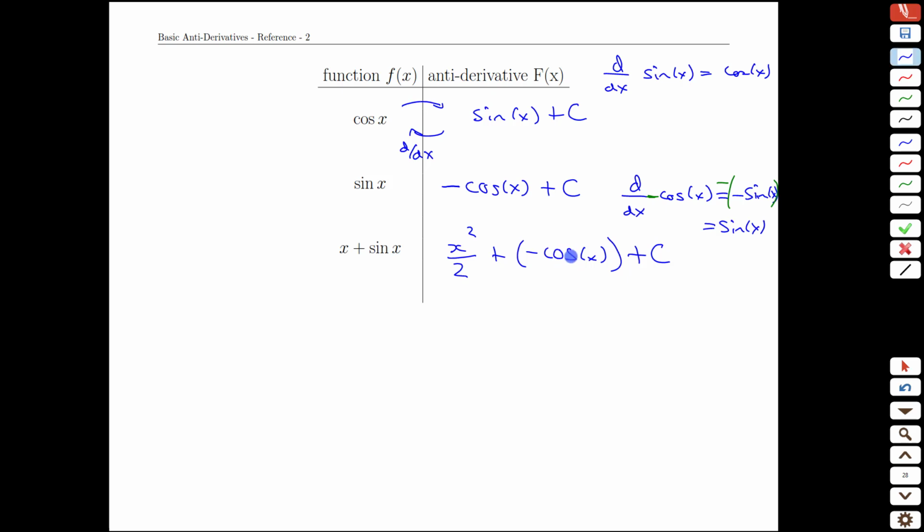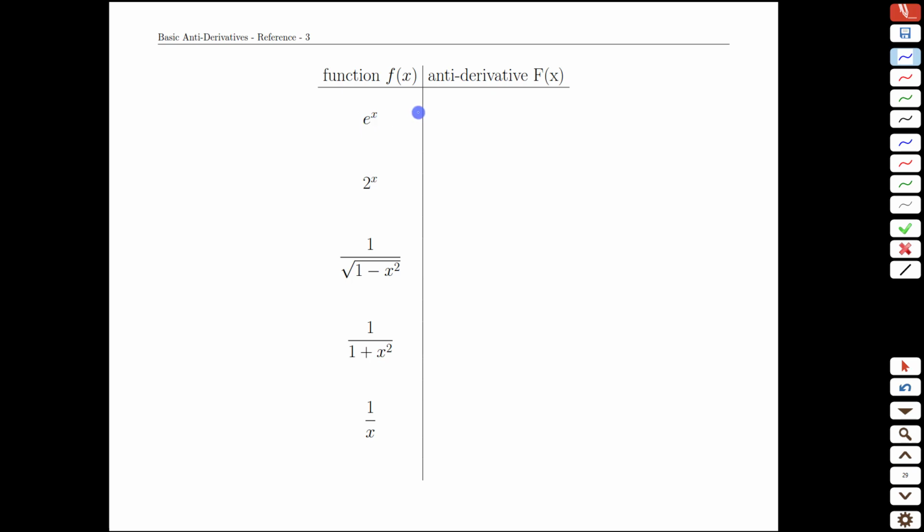There, cos of x. Exploring a bit further afield, what would we have to differentiate to get e to the x? Fortunately, that's the easiest one in the syllabus. E to the x when we differentiate it is e to the x, so e to the x when we anti-differentiate it is also e to the x with a plus c for the antiderivative. 2 to the x is a little more complicated.